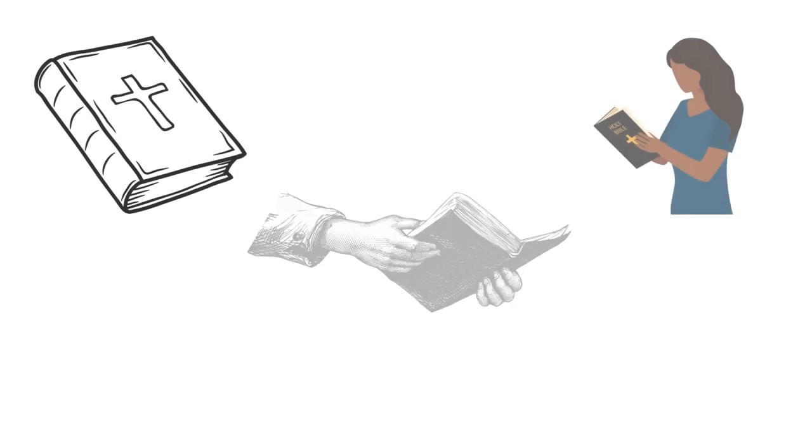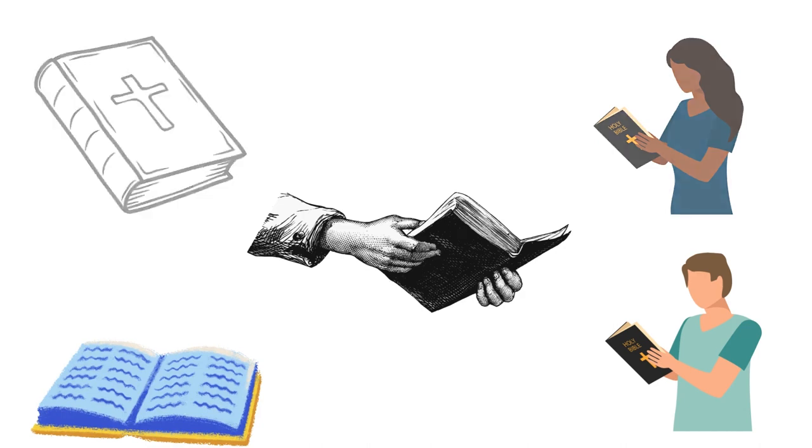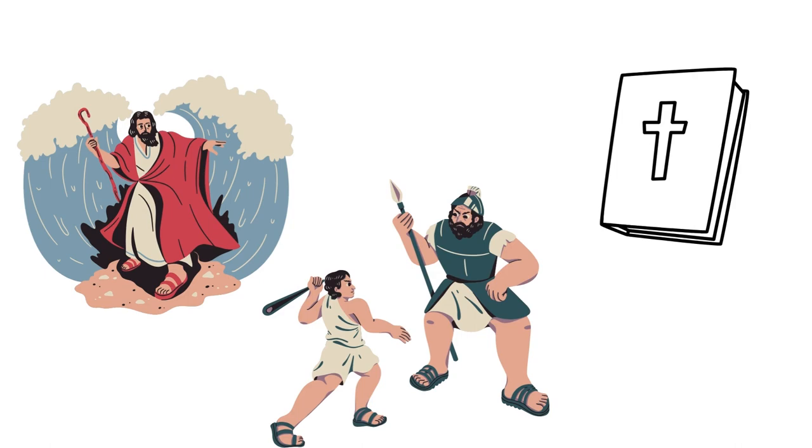Tip number 2, study the passage. Before you start drawing, take some time to study the passage and understand its meaning. Consider the context, the characters involved, and the themes being conveyed. This will help you develop a deeper understanding of the scene and the symbols that you want to use.